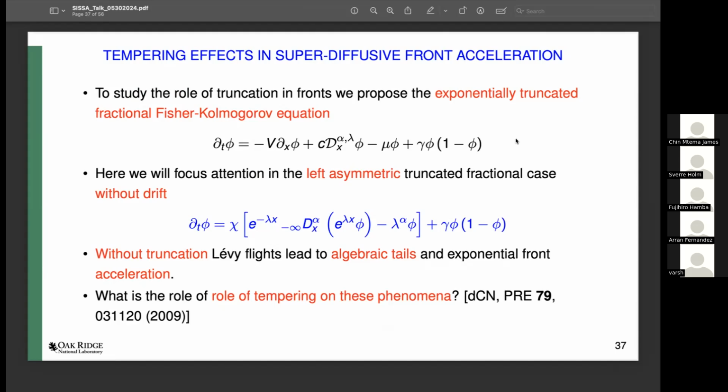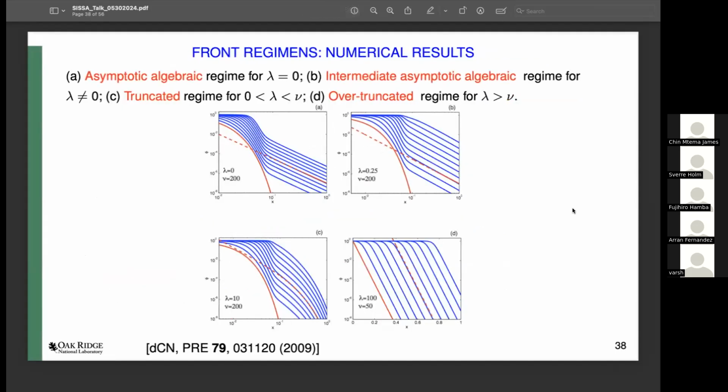Then you have to deal with this blue equation, and we studied that in a lot of numerical and analytical detail. But what I want to bring to your attention is the actual results, and the actual results are very, very interesting. Okay, first, I want to remind you what happens when you have no truncation. Now, this is panel A.